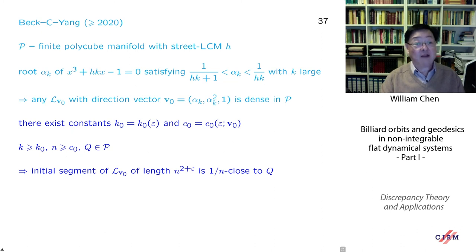How about a finite polycube manifold with stretch LCM h? We can do a similar exercise where the number h replaces the number 2. And again, we get three direction vectors and we get a triple where we get short lines, right, of each other. And here, again, we can prove almost super density, but not quite. Again, we miss by a factor epsilon.